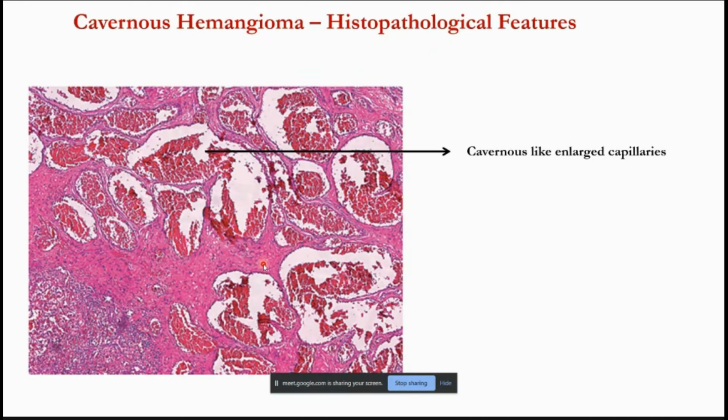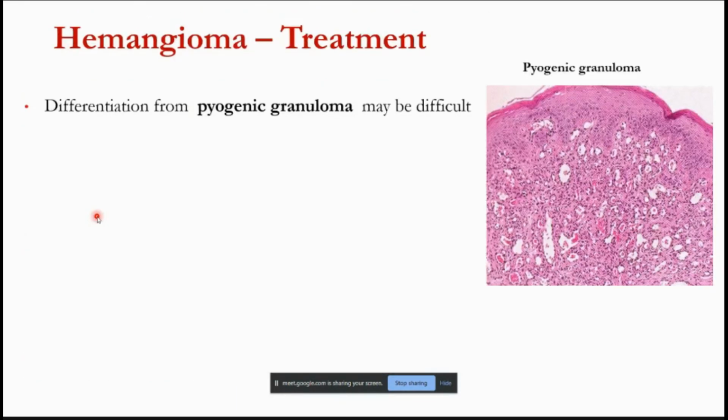And cavernous, like I said, are huge spaces, enlarged and filled with red blood cells. All these are cavernous spaces, and that's why it's called cavernous hemangioma. So it's quite easy to differentiate between the two.